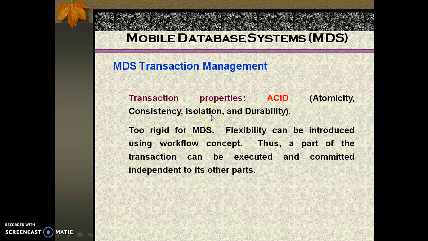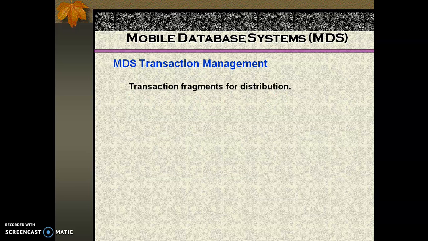The basic transaction properties are ACID properties, which all of you must be knowing. You have studied this in database system subjects also. These are atomicity, consistency, isolation and durability. All these are too rigid for a mobile database system. So we require a flexibility which can be introduced using the workflow concept. Thus, a part of the transaction can be executed and committed independent of its other parts.